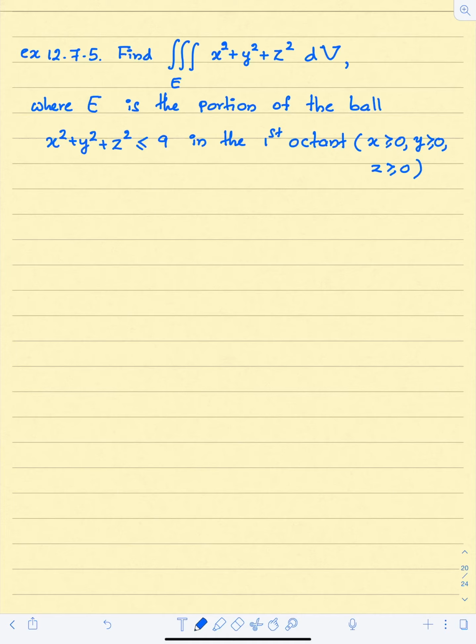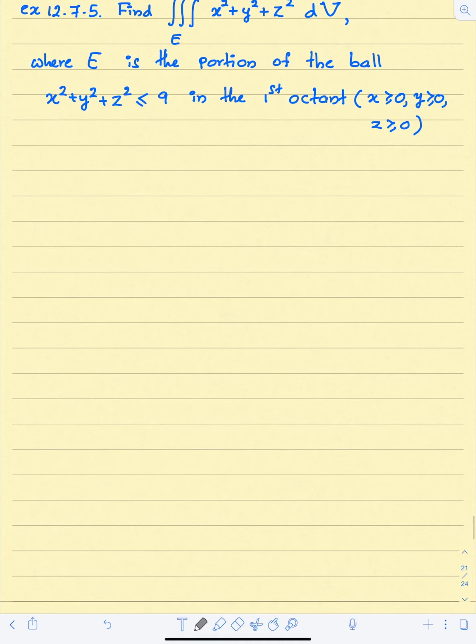Example from spherical coordinate systems. Now in this example we want to evaluate the triple integral of x squared plus y squared plus z squared over a domain E, where E is the portion of the ball x squared plus y squared plus z squared less than or equal to 9 in the first octant.